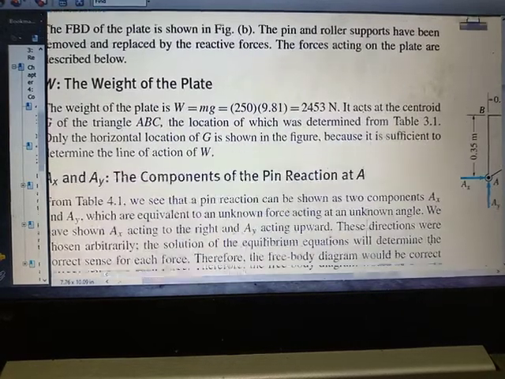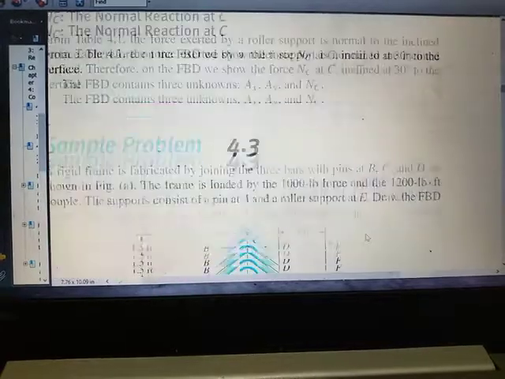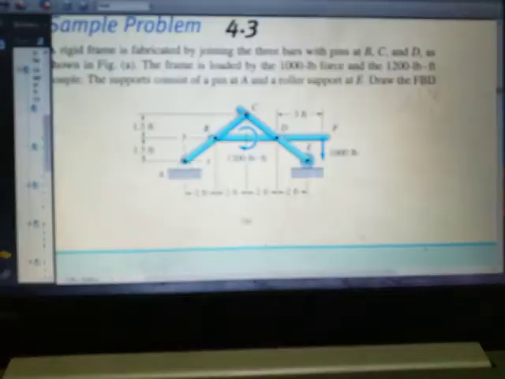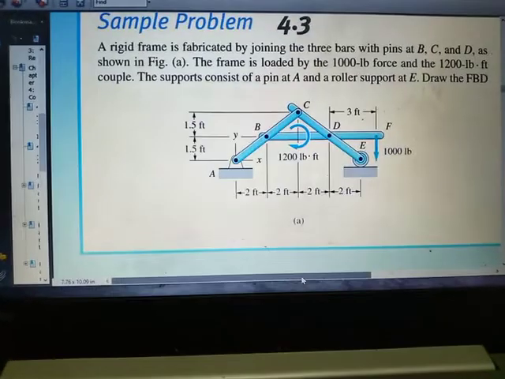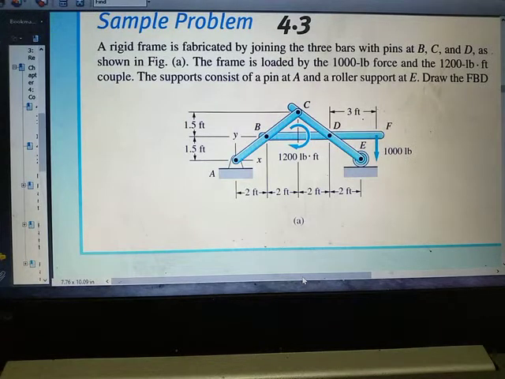Okay, so let's have another example. Okay, so a rigid frame fabricated joining the 3 bars with pins B, C, and D are shown in figure A. The frame is loaded by the 1,000 pound force and 1,000 pound foot couple. So, the supports consist of pin at A and ruler at E.